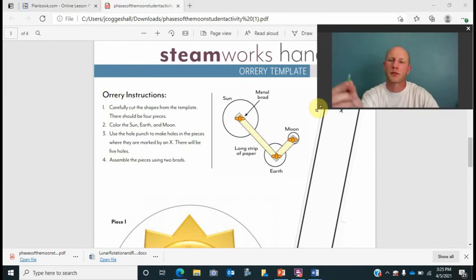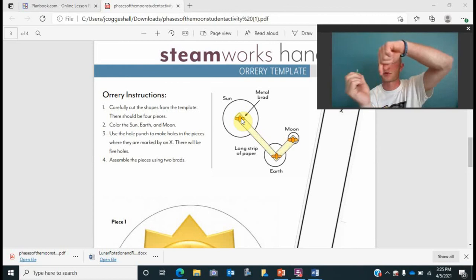Okay, so you guys are going to use these. All it is is a thumbtack, and this right here is just going to be a pivoting point. You're going to stick the thumbtack up through the arm and up through the sun, and then the sun and that arm will be able to rotate freely, right?